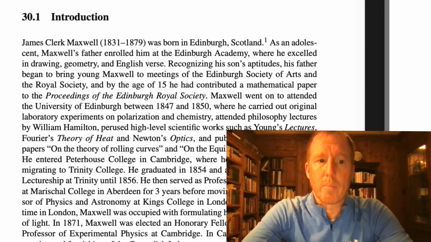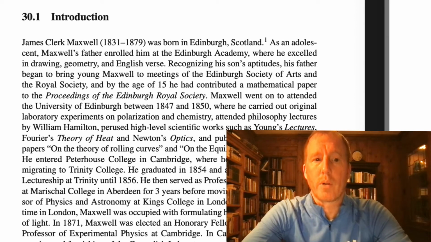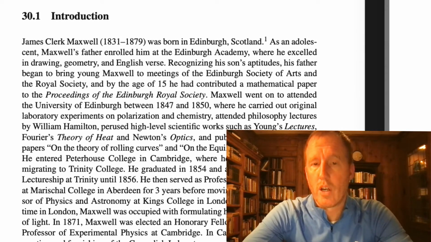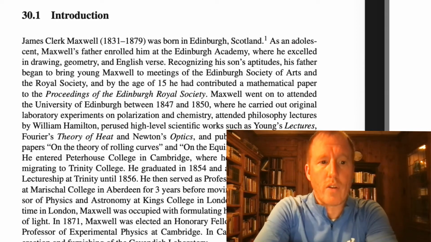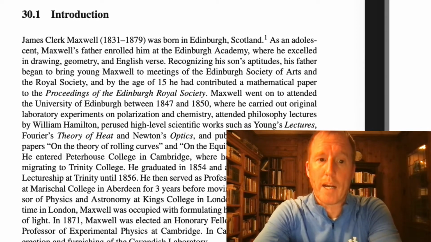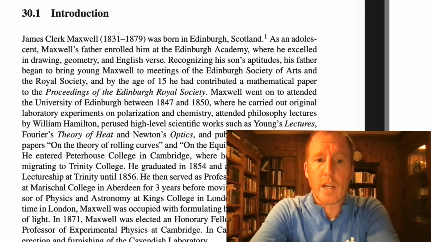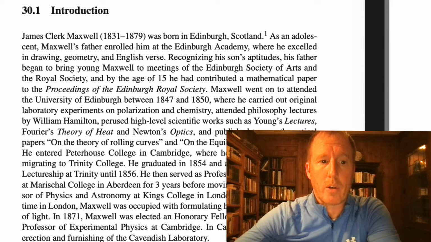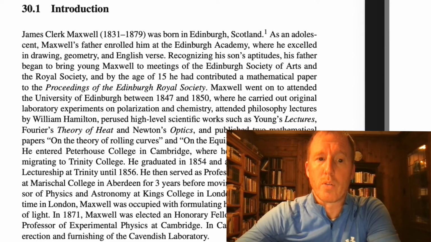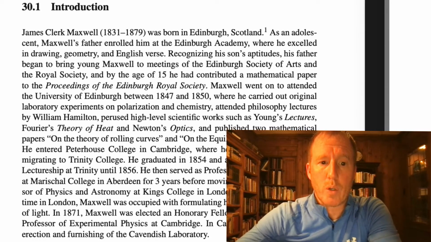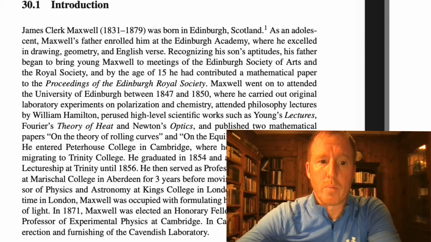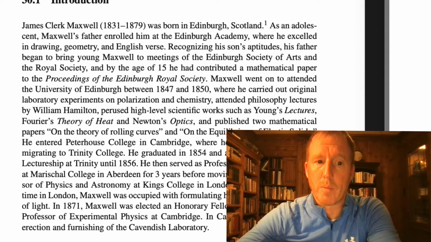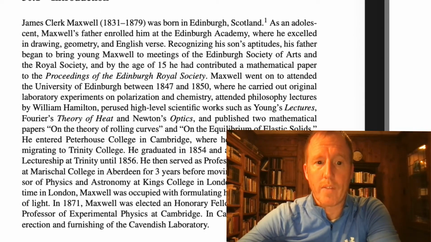As an adolescent, Maxwell's father enrolled him at the Edinburgh Academy, where he excelled in drawing, geometry, and English verse. Recognizing his son's aptitudes, his father began to bring young Maxwell to meetings of the Edinburgh Society of Arts and the Royal Society, and by the age of 15 he had contributed a mathematical paper to the proceedings of the Edinburgh Royal Society. Maxwell went on to attend the University of Edinburgh between 1847 and 1850, where he carried out original laboratory experiments on polarization of light and chemistry.